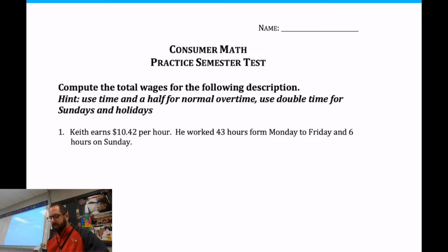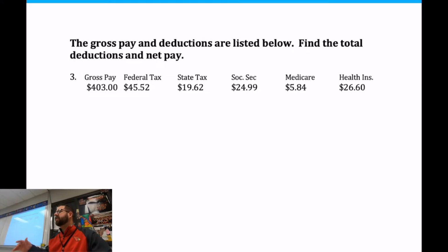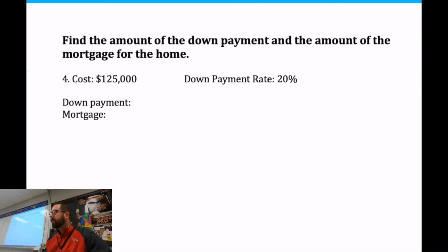I just want to talk about the basics. Number 1, you have to find the hours worked, and then figure out what your pay is after overtime and all that. Number 2 is a commission. You have to figure out how much you made on the sale, with your salary added to it. Number 3, you have to figure out what your net pay is after you do all the deductions off your gross paycheck. Number 4, you have to calculate the down payment and then the mortgage loan you're going to take after your down payment.